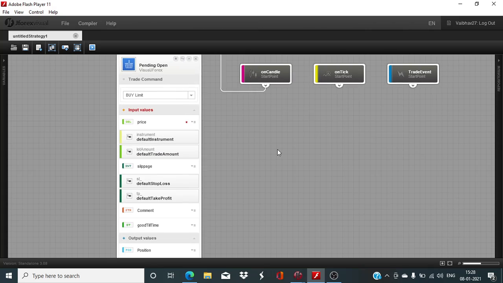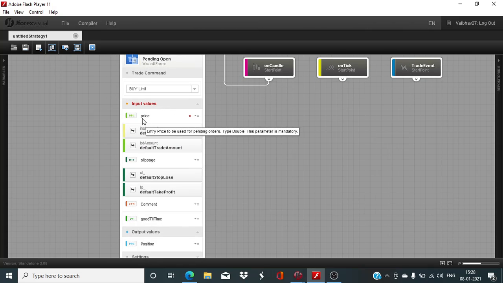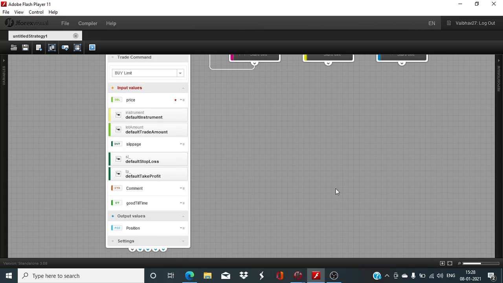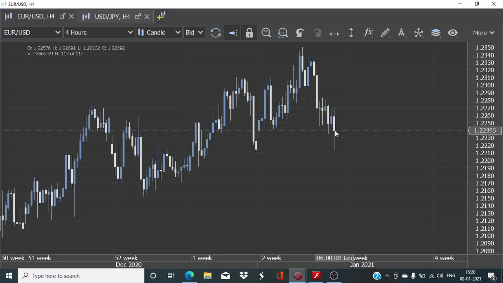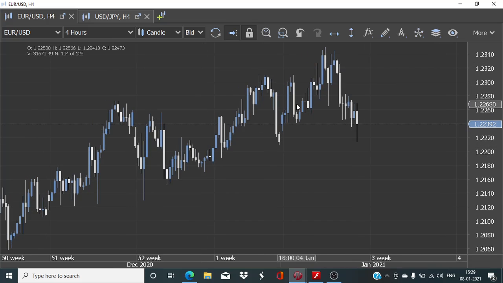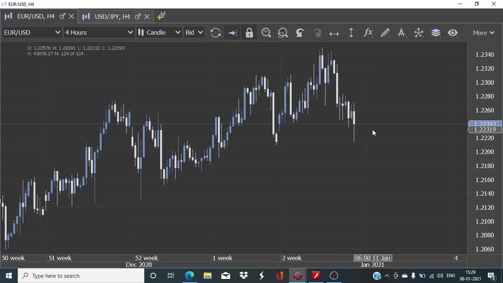Now coming to another input value, we have to define the entry price for the pending order, and this is key. In case of the open at market, whatever is the current market price, the order will execute at that. The trade will happen at the market price. But in case of the pending open, we have to define the order price, and the difference between the current price and the price at which we want to define the order.